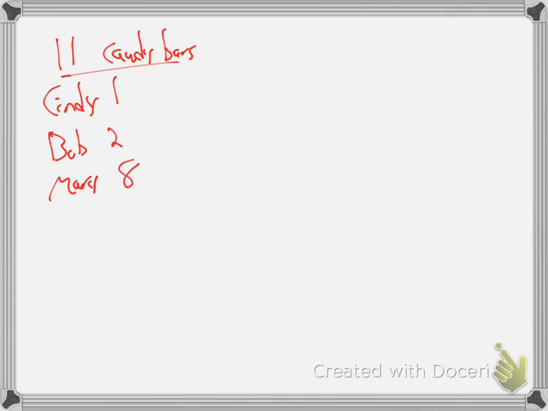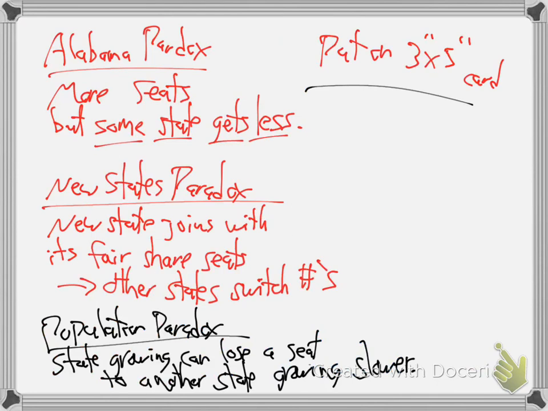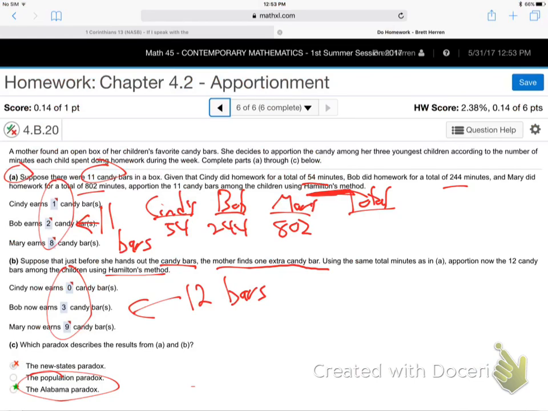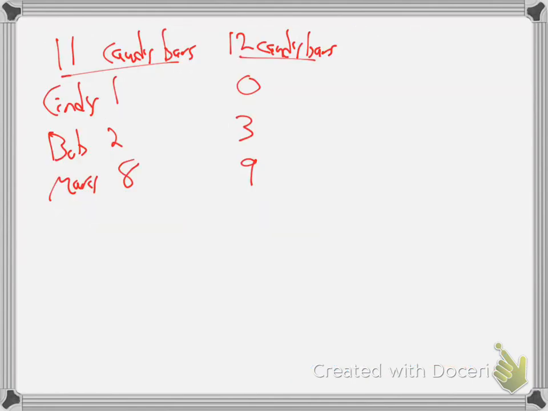And then we went up to 12 candy bars. And she lost one, and I don't know, did Mary get it? Something like that? Probably they each got one. Is that what happened? Let me go back. Yeah. So that is the Alabama paradox, right? When that happens, you got more candy bars, but Cindy gets less. How could that be? Not fair. That's Alabama.